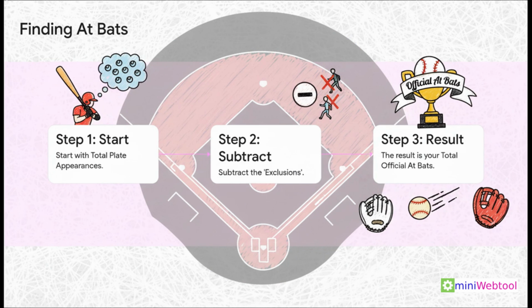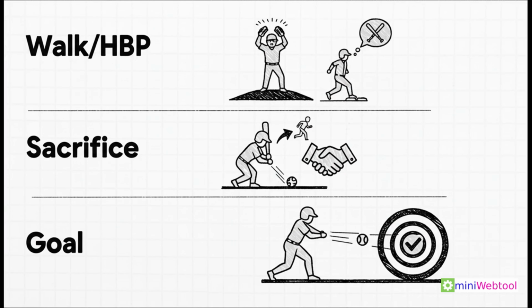So how do we get to the official at-bats that we need for our formula? It's really just a simple three-step process. You start with that big bucket, your total plate appearances. Then you take out all those exceptions we just talked about. And whatever's left, those are your official at-bats. But why? Why subtract those things? Well, the thinking behind it is actually pretty cool.